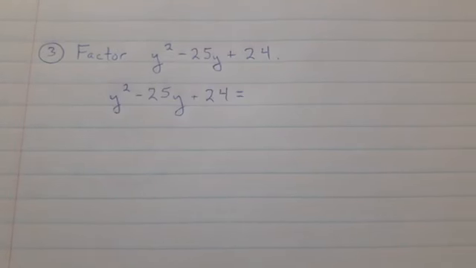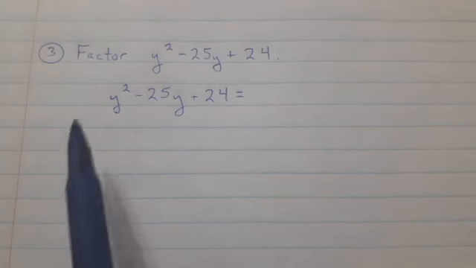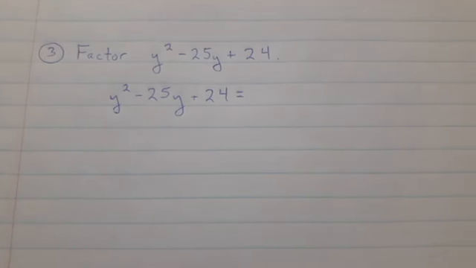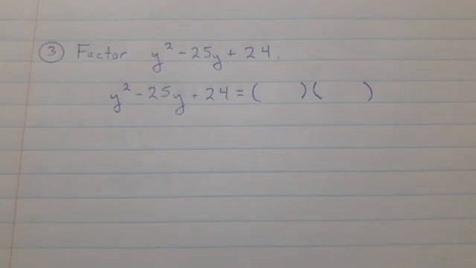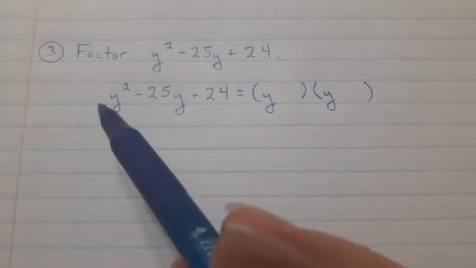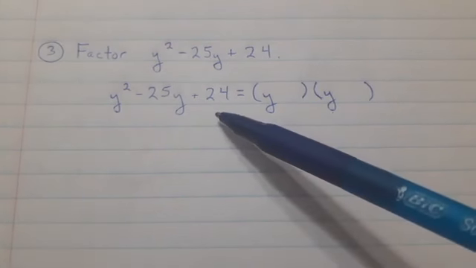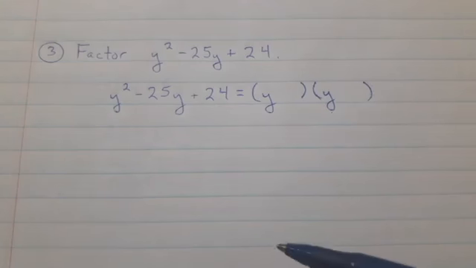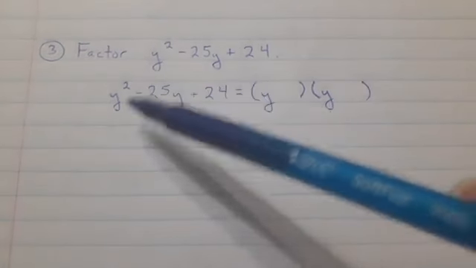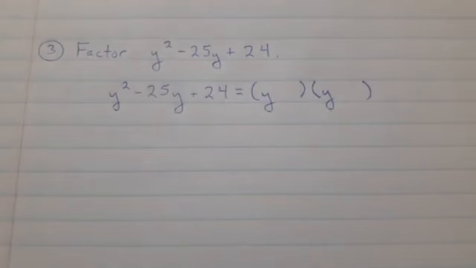Example 3 says factor y squared minus 25y plus 24. This checks all the boxes for us to use simple trinomial factoring. We see an invisible lead coefficient of 1, so we can use simple trinomial factoring to rewrite this trinomial as the product of two binomials. Both of the binomials need to start with y in this example because y times y will get us back to that y squared. And now we need to choose our signs. Remember, if the third term is positive, both of the signs in our answers will have the same sign as the second term in the trinomial. So both signs here will be negative.